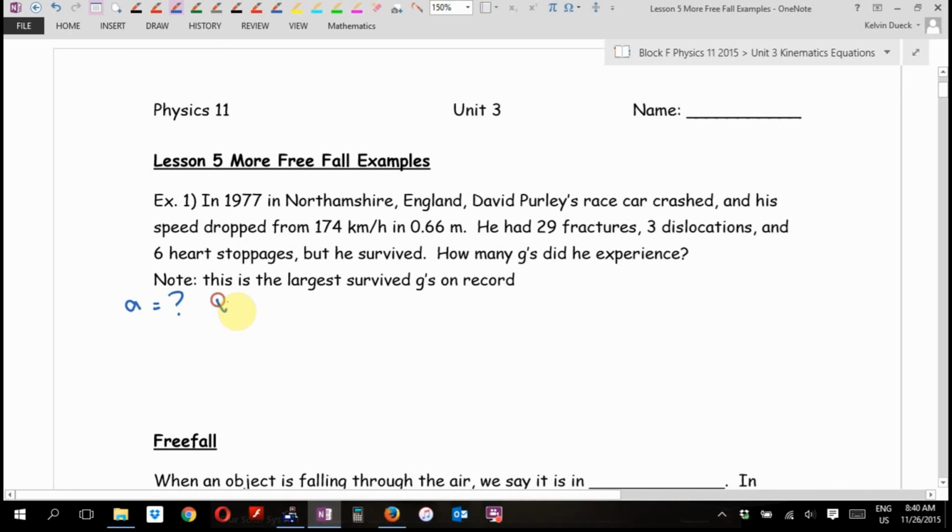Well, I know this. I guess they gave me D is 0.66, yes? And V initial was 174 kilometers per hour. How do I convert that? I think divide, isn't it? I hope it's divide.